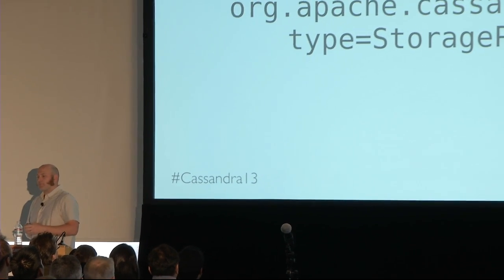There's an interface called StorageProxyMBean. It's implemented on the StorageProxy class, and it's exposed in JMX as org.apache.cassandra.db:type=StorageProxy. Pretty easy to track those down.